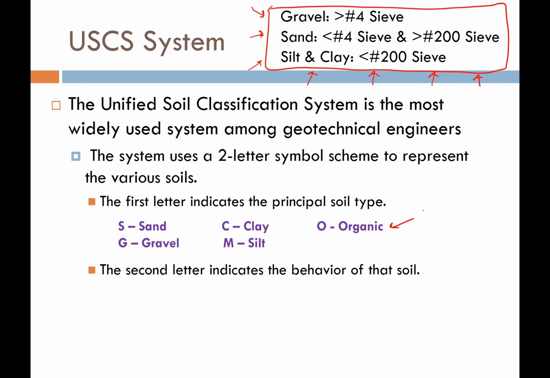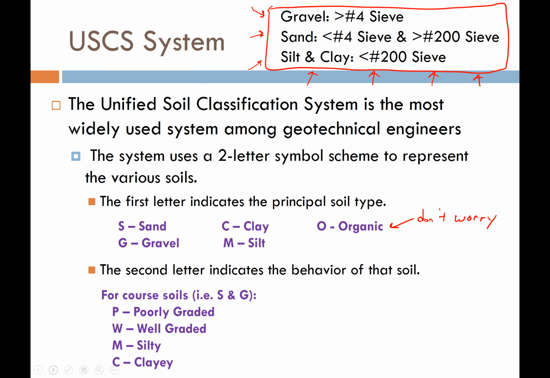Now in this class, we're not going to worry about organics because this is an elementary soil mechanics class, but I just want you to know that they're there. So the first letter is the principal soil type, or the dominant soil type. Now the second letter indicates the behavior associated with that dominant soil type. So if I have coarse-grained soils, that should be an A, not a U. I apologize. If you have coarse-grained soils, like a sand or a gravel, then P would mean you have poorly graded. Now to go back to our lecture on sieves, or sieve analysis, I believe this was the second lecture in the series.